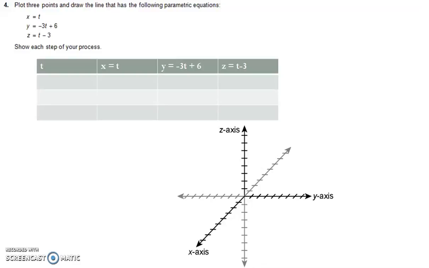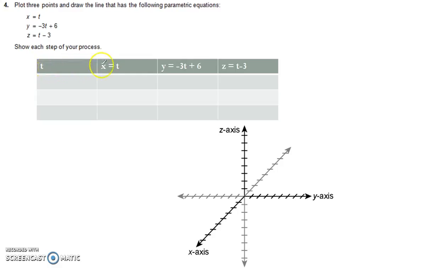Hi, this is Mrs. Williams, and we're going to go over an example of how to plot a plane in 3D using parametric equations. So the parametric equations describe how to find your x value, your y value, and your z value in terms of t. And what you want to do is pick a t value.